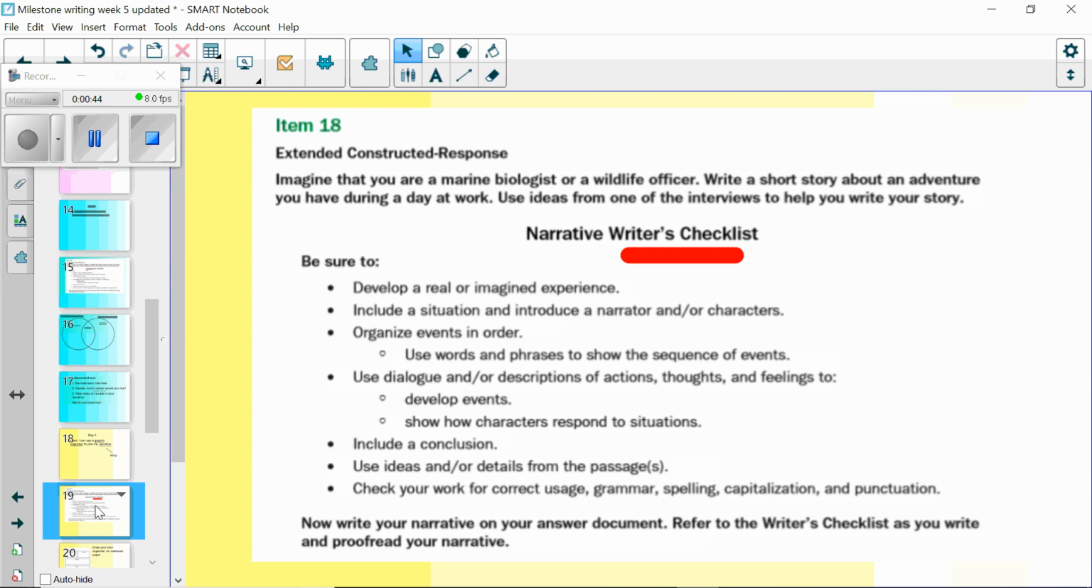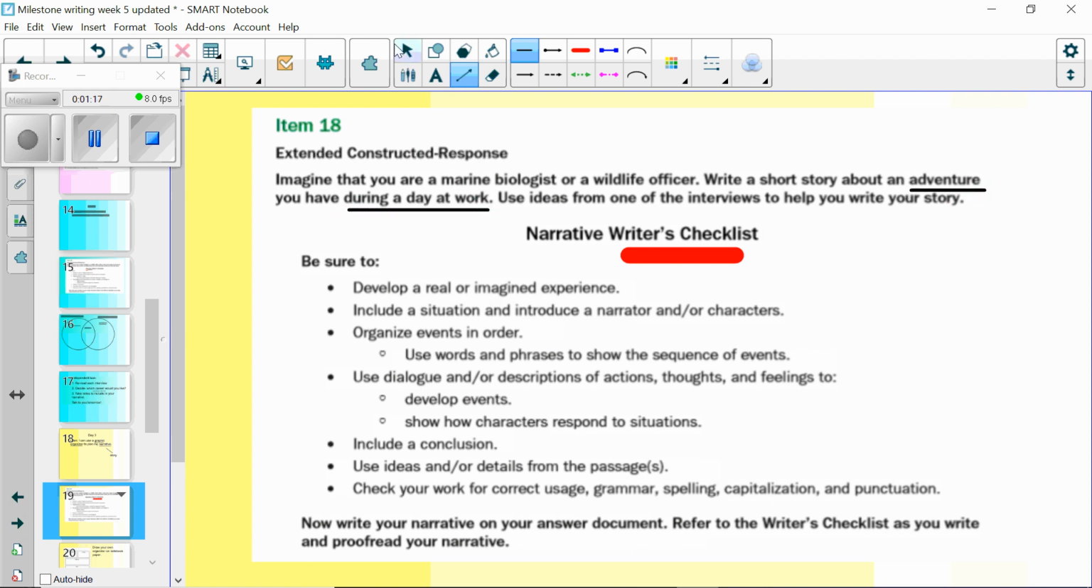Imagine that you are a marine biologist or a wildlife officer. I want you to pay attention to the word or. Yesterday I told you to choose one, so you're choosing which one you want to be. You are going to write a short story about an adventure you have during a day at work. So you are pretending to be one of those characters or one of those careers, and you are going to write about an adventure. Adventure means action, it means exciting during a day at work.